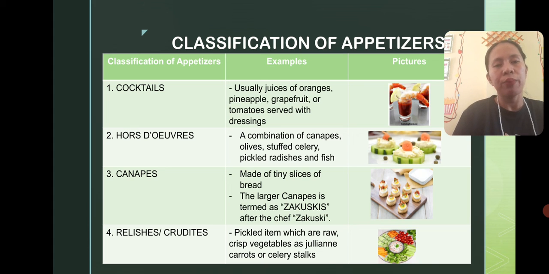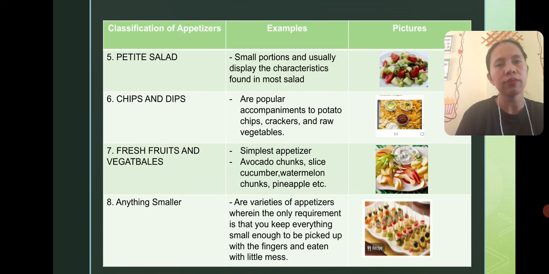Relish and crudités, pickled items which are raw, crisp vegetables such as julienne carrot or celery stalks. Petite salad, a small portion that usually displays the characteristics found in most salads. Chips and dips are popular accompaniments to potato chips, crackers, and raw vegetables. The next is the fresh fruits and vegetables. It is the simplest appetizer. Examples: avocado chunks, sliced cucumber, watermelon chunks, and pineapple.